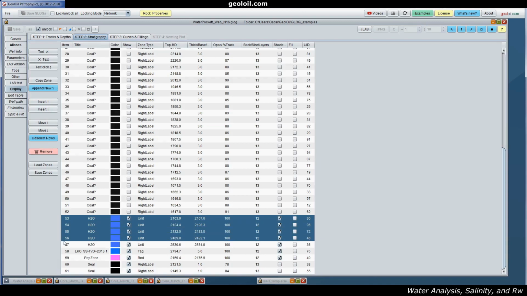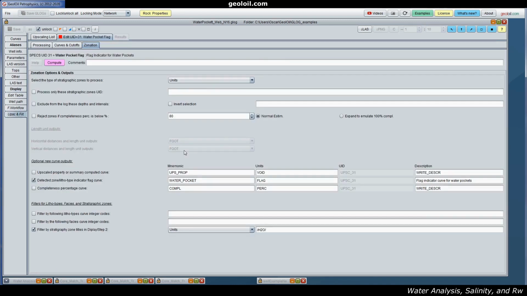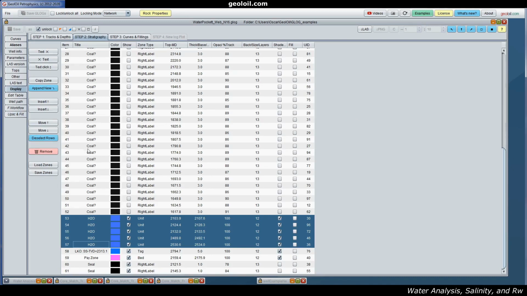These are the water pockets for different wells. So we have a top and base, and the name of the zone is H2O. So in the stratigraphy, the upscaling and filtering is looking for H2O. This one is looking here, and makes an indicator flag.